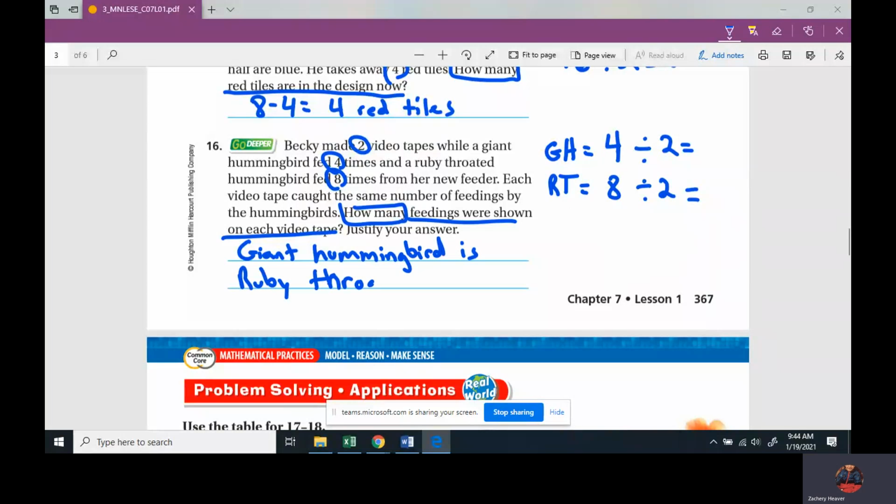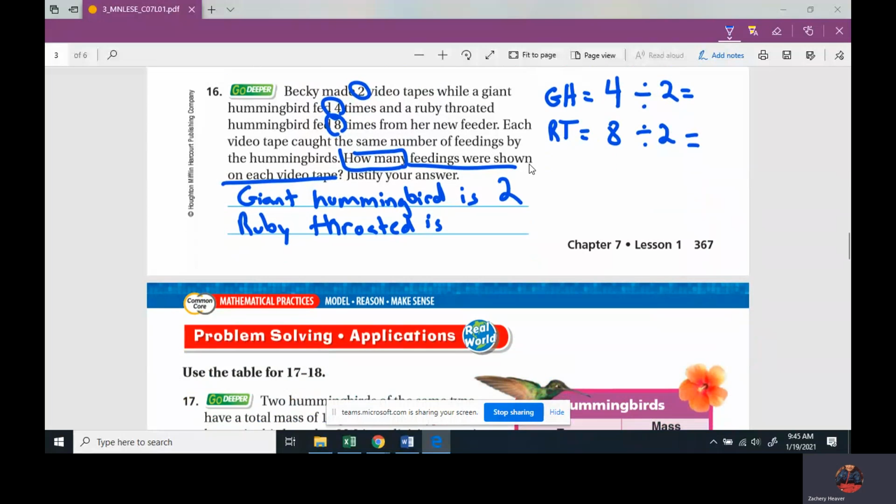I'm going ahead and send up my answer. The giant hummingbird is what? The ruby-throated is what? So, what's a giant hummingbird, Jack? 2. You're fine. We're not even done with this. Giant hummingbird is 2. The ruby-throated is what? Who can figure the ruby-throated out?